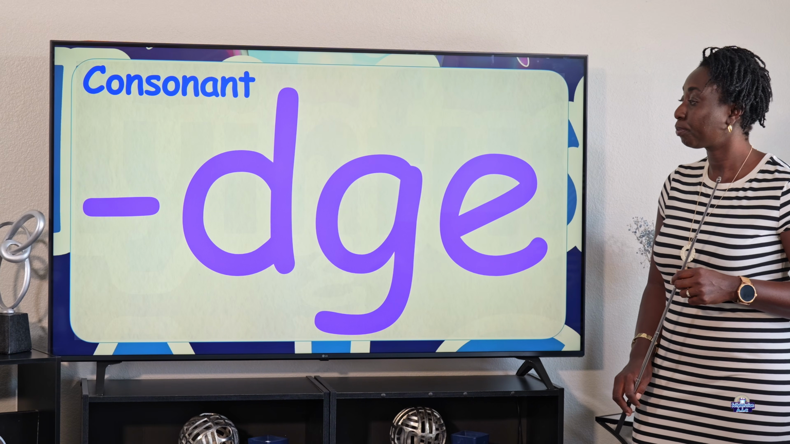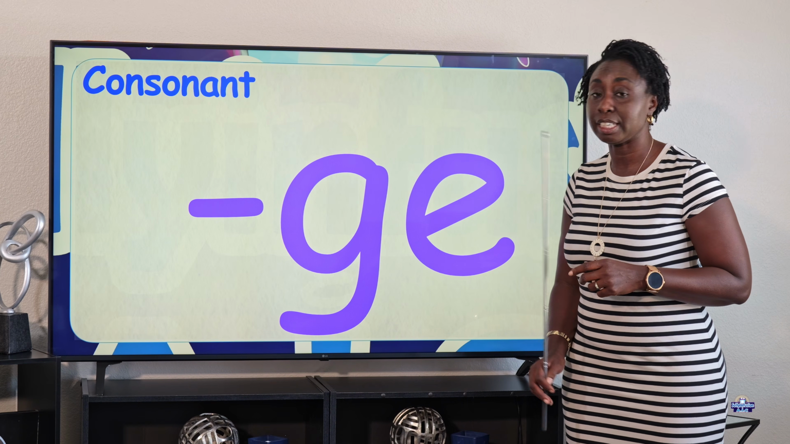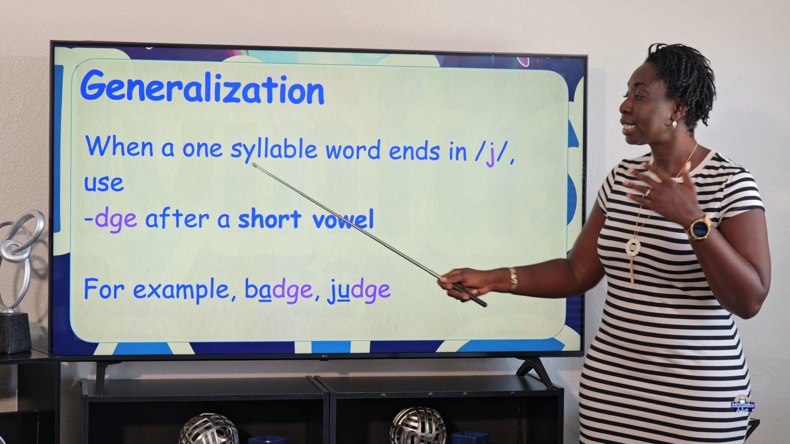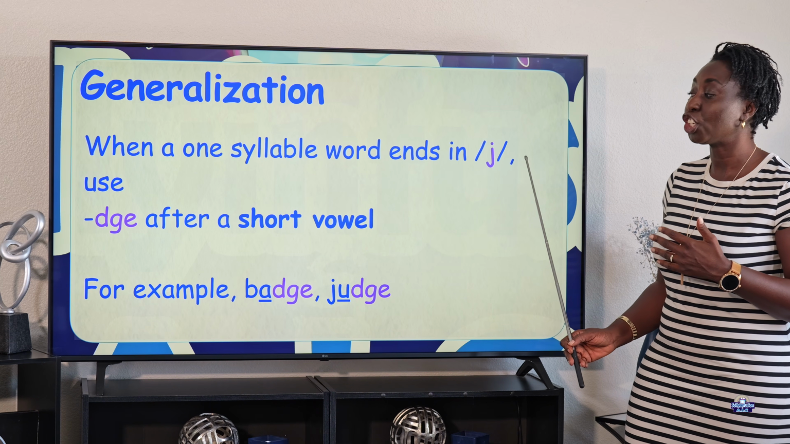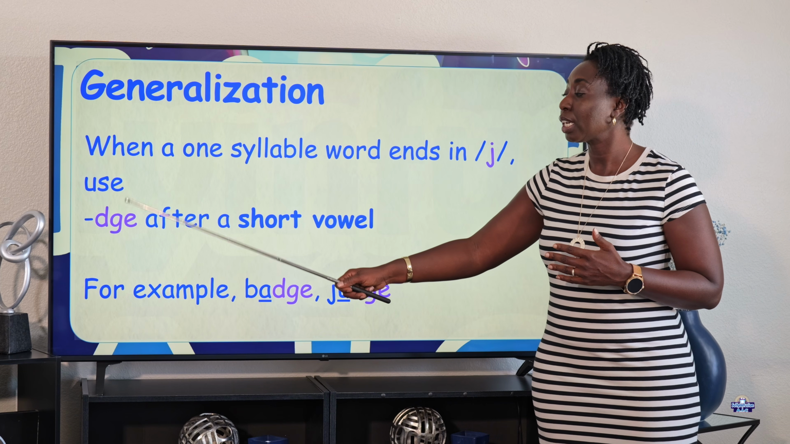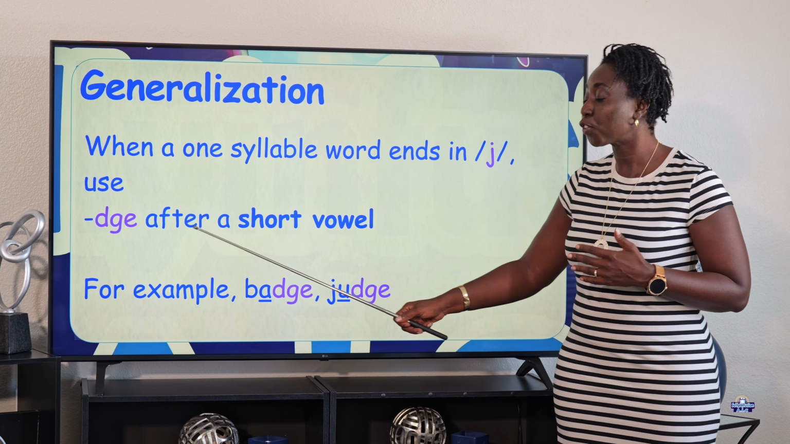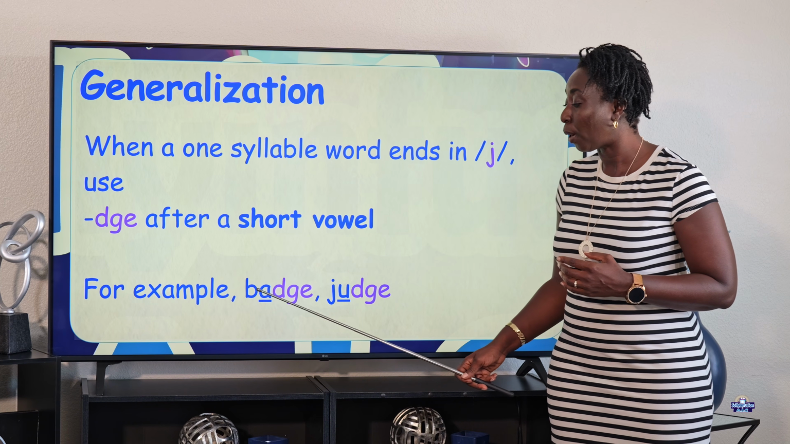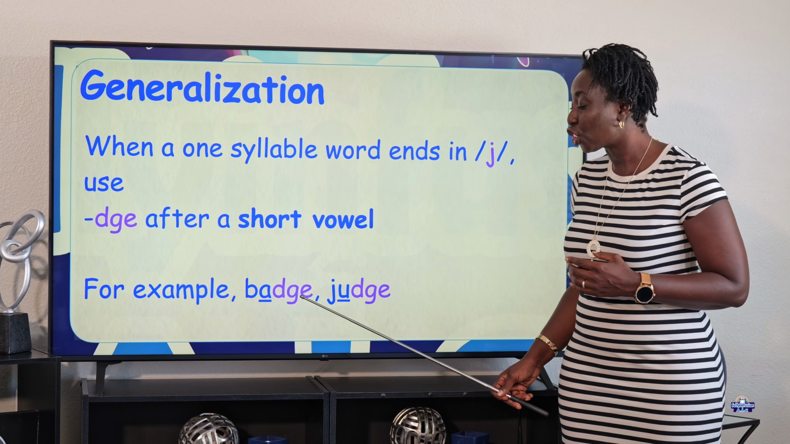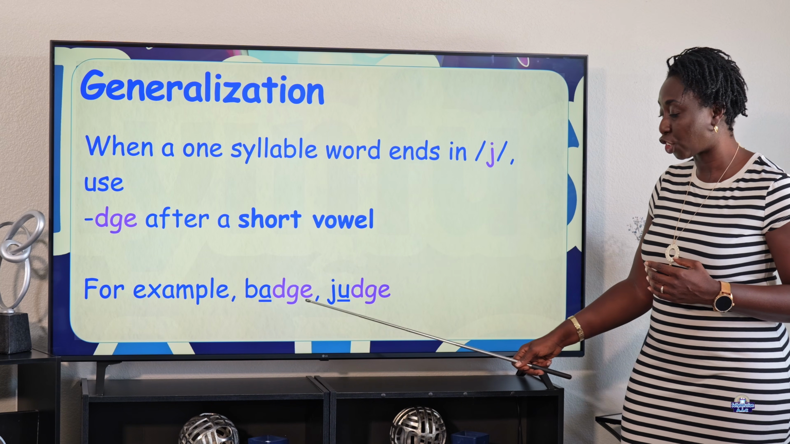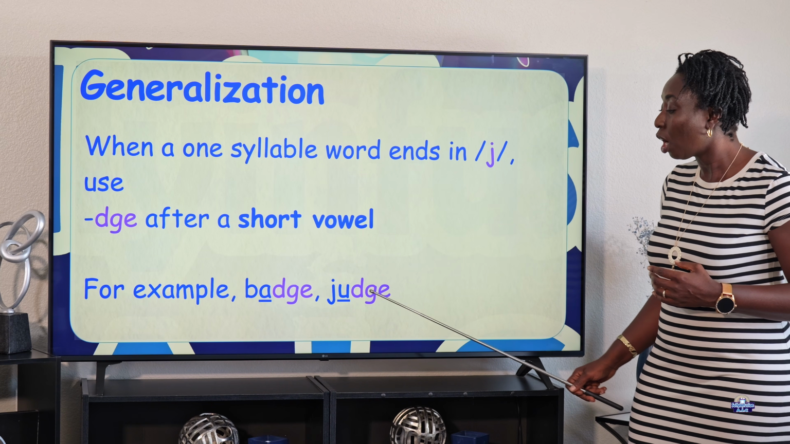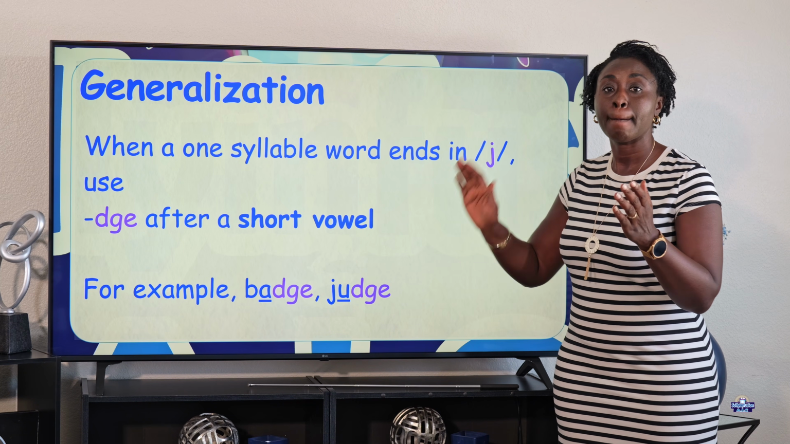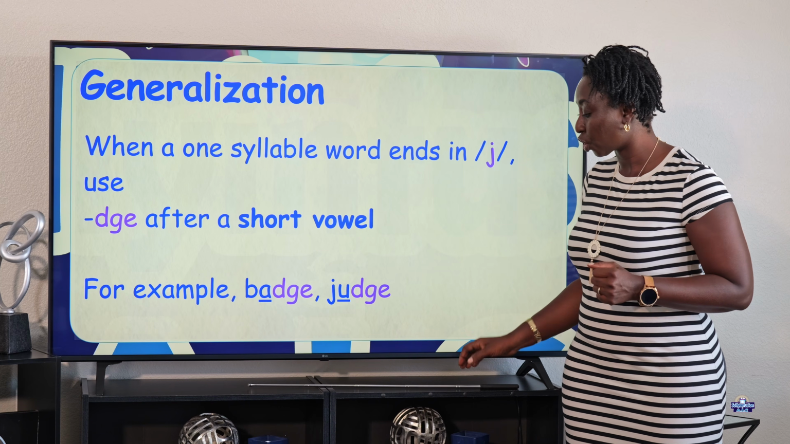DGE, GE. When a one-syllable word ends in J, use DGE after a short vowel. For example, badge, judge. One-syllable word, badge, judge.